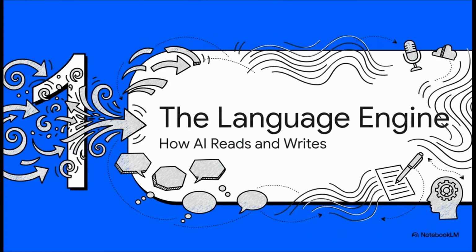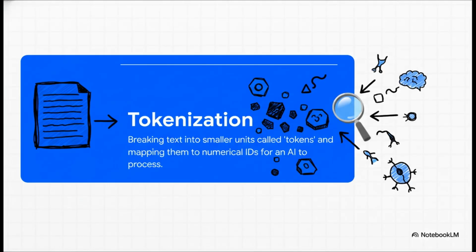Okay, let's start with the absolute bedrock of all of this, the language engine. This is all about the fundamentals of how an AI model takes our words, makes sense of them, and then talks back to us. So before an AI can even think about your question, it has to read it. But here's the catch. It can't read words like you and I do. It only understands numbers.